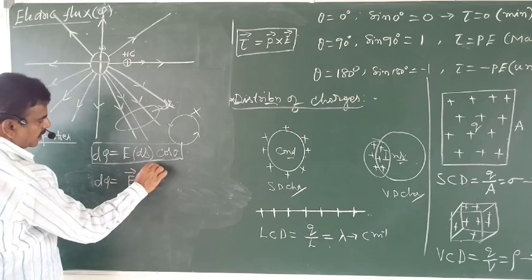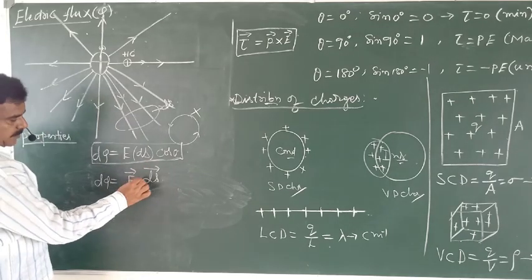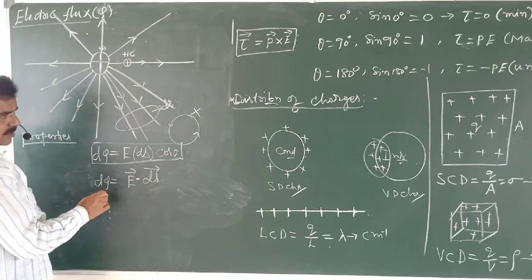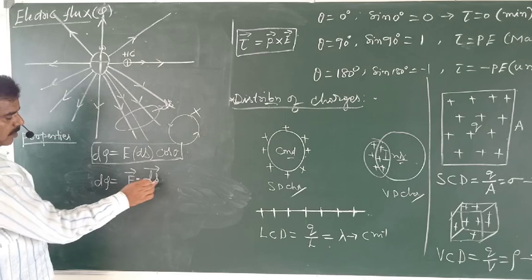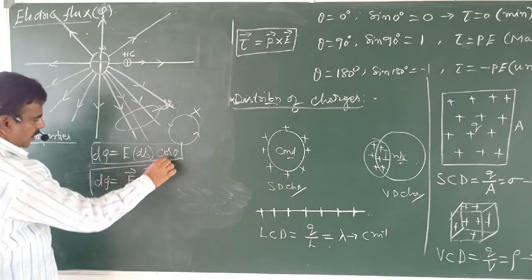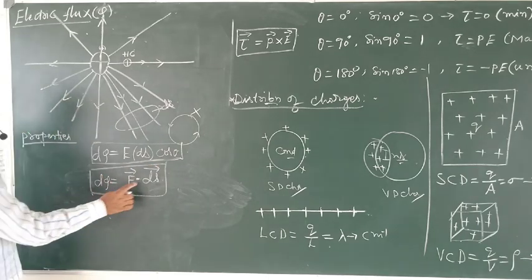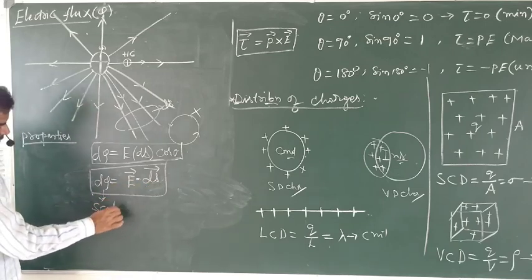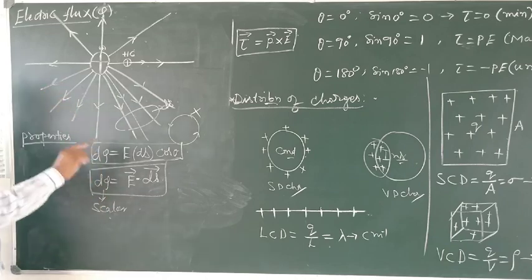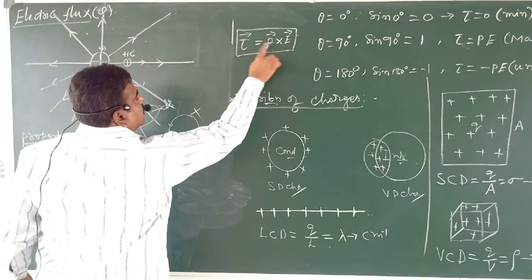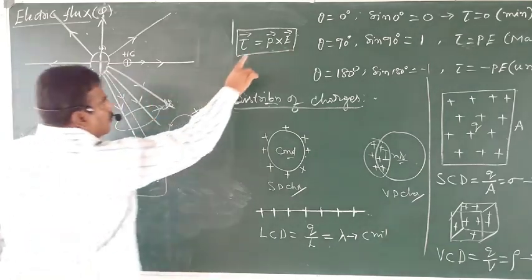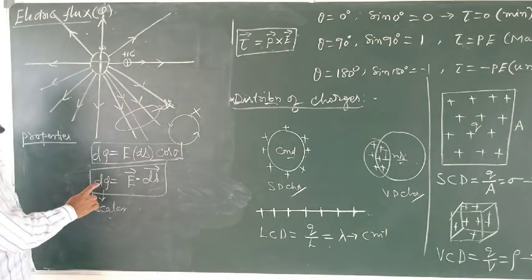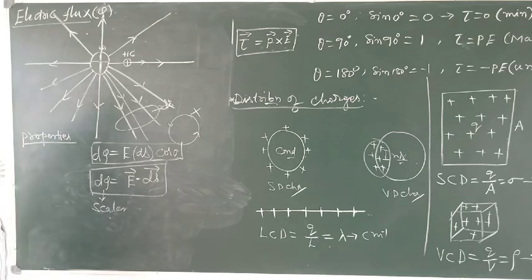The area is considered as a vector. So electric flux can be expressed as the dot product E dot dS. As it is a dot product, the flux is a scalar. Torque is a vector, since it is a cross product. The cross product of two vectors is a vector; the dot product of two vectors is a scalar. In first PUC we learned these things.